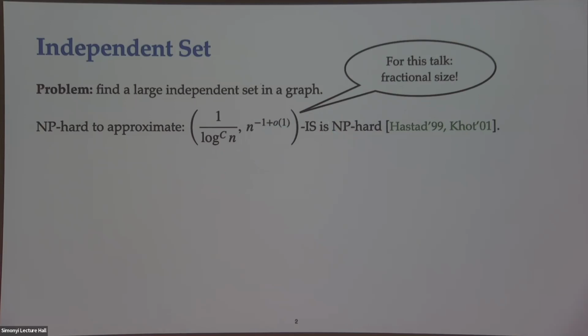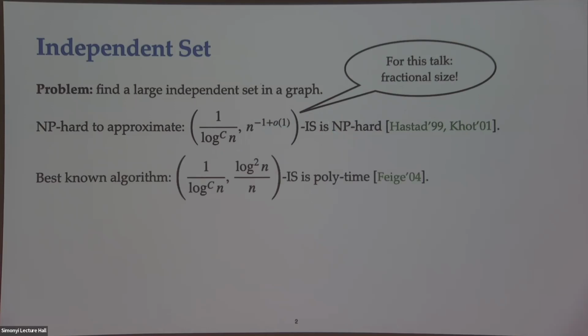What about algorithms? Well, the best known algorithm so far is that given a graph with 1/n polylog size independent set, it outputs a log square over n divided by n size set. And this is done by Feige in 2004. This is the best known algorithm so far. We don't know anything better than this. Okay, so basically it's hard to do anything in this regime. We don't know anything better within the last 20 years.